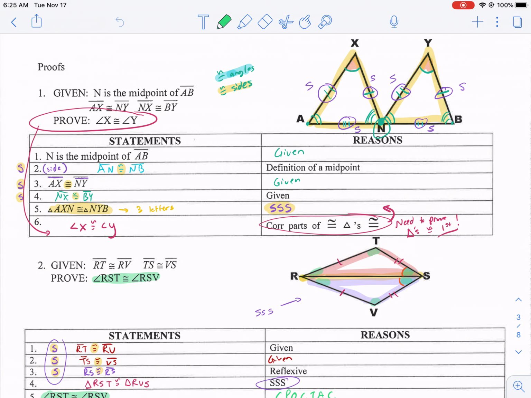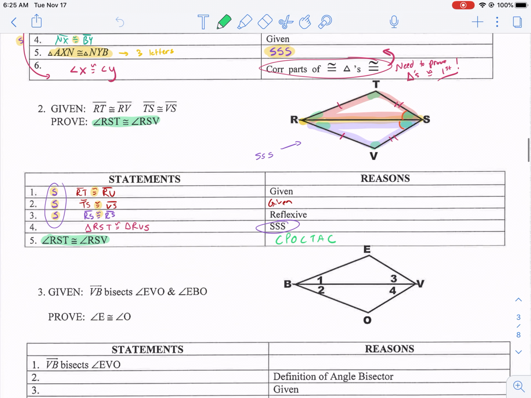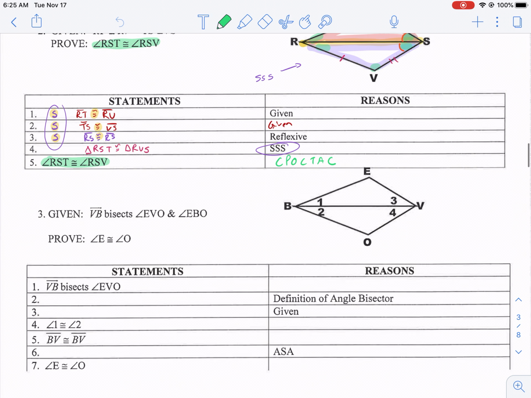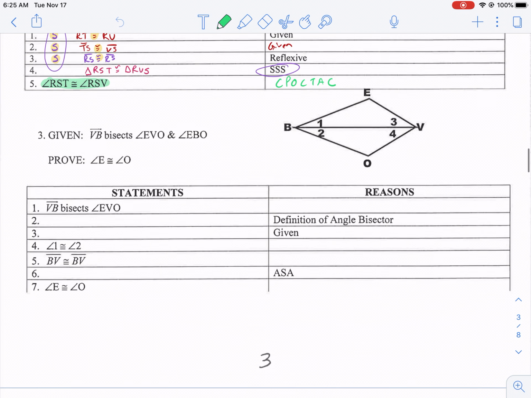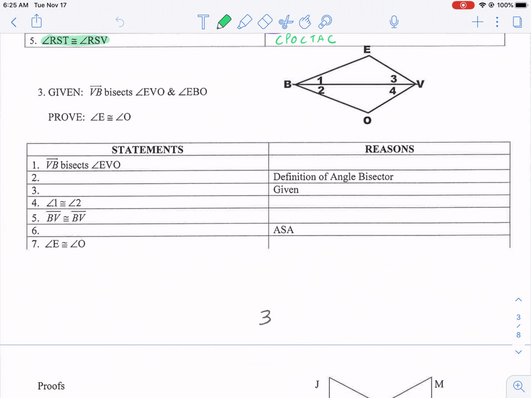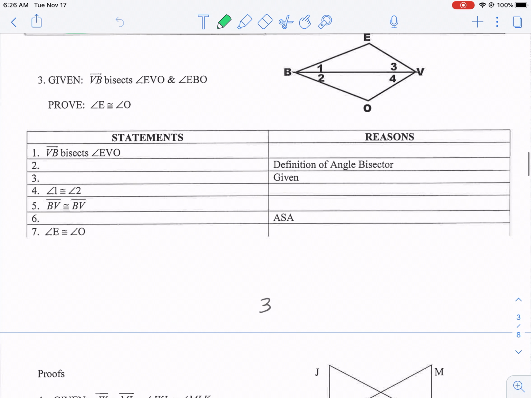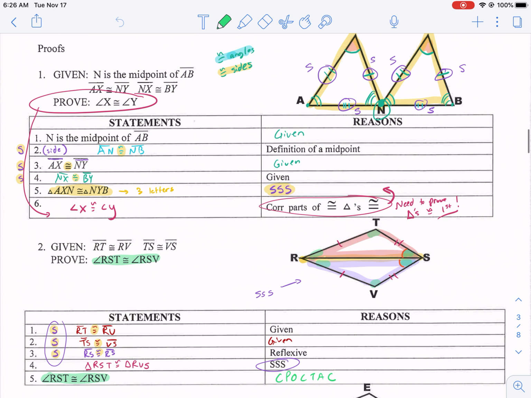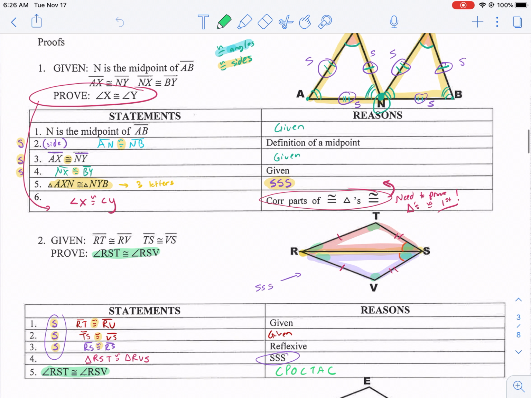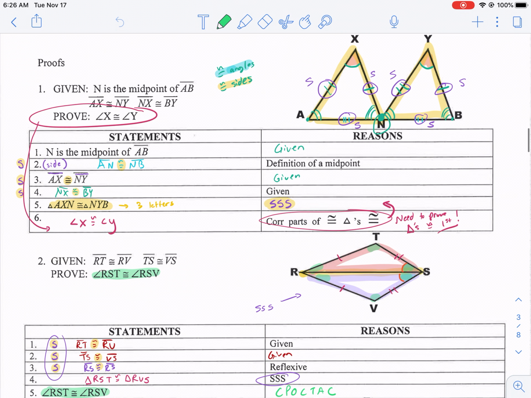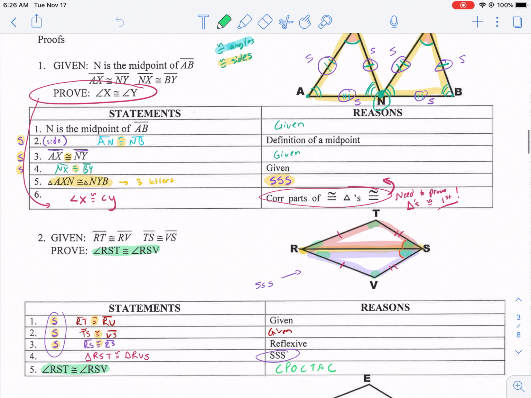And we're back with part 2 of CPCTC, or as I like to call it, CPOCTAC, triangle congruence. This is Mr. West, and this is another Kuta worksheet tutorial. We're doing proofs here today with this part 2. I suggest watching part 1. It really goes step by step, slows it down, breaks it down into easier components.